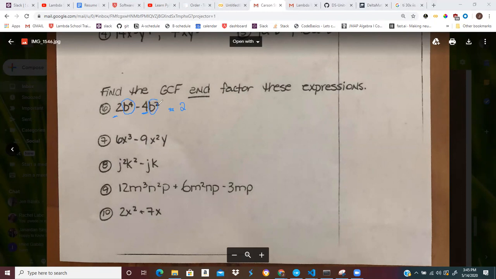So between 4 and 2, it'll be 2. So this one becomes b to the 2nd. So this is your GCF. Okay, that's the GCF. All right, so let me try that again.